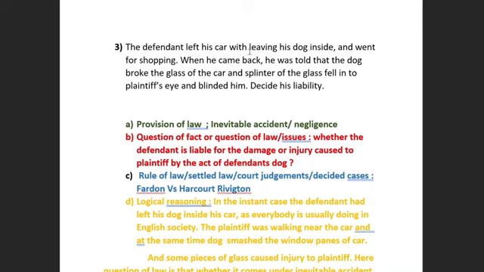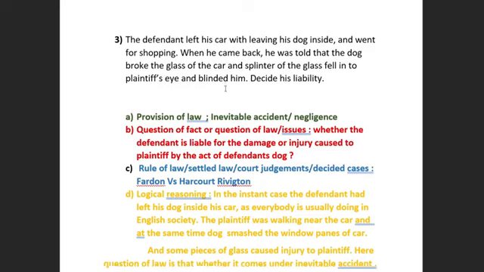He has left his dog inside the car, locking the car and keeping the dog inside, and he went for shopping. By the time he came back, he came to know that his dog had broken the glass of the car and the window pane, and the pieces of the glass caused damage to the plaintiff's eyes, and so he suffered the injury. What is the liability of the defendant, who is the owner of the car?